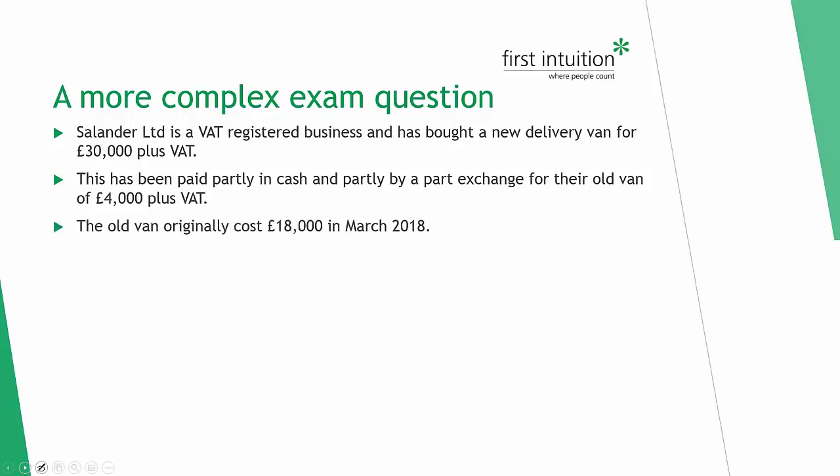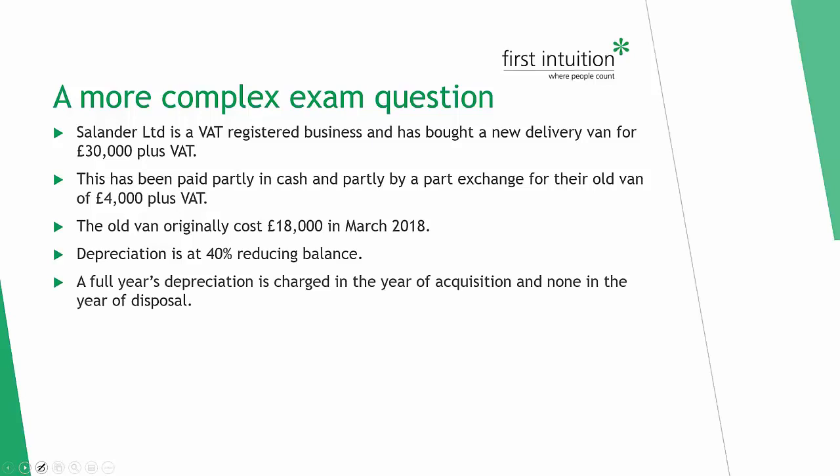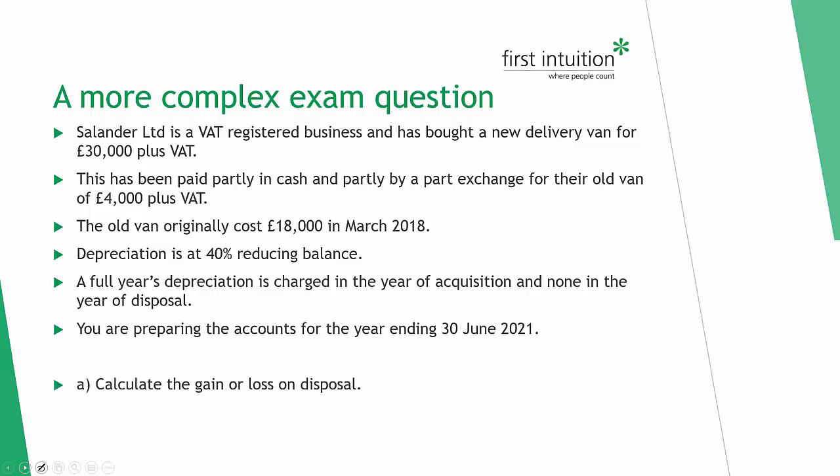The old van originally cost £18,000 in March 2018. Depreciation is at 40%, reducing balance. And again, we'll go through the figures for this, but you hopefully should know how this is worked out. So we are revising here. Standard wording again, a full year's depreciation is charged in the year of acquisition, none in the year of disposal. And you're preparing the accounts for the year ending 30th of June 2021. Required, calculate the gain or loss on disposal and state whether this will appear in the statement of profit and loss as a debit or a credit.